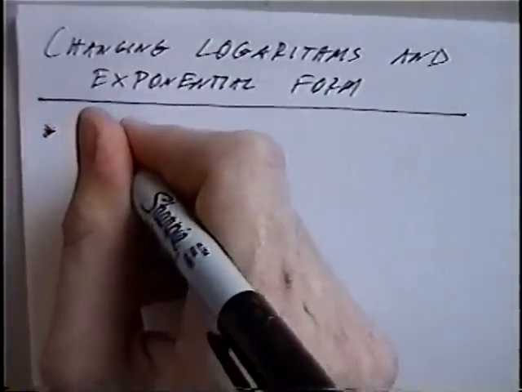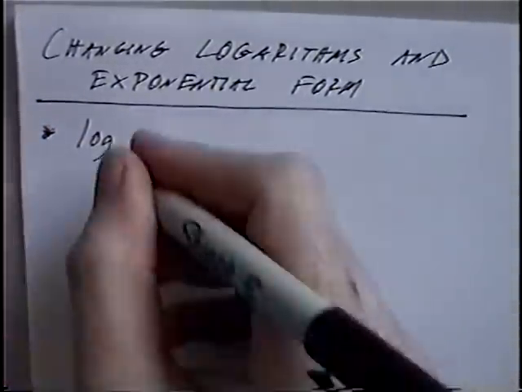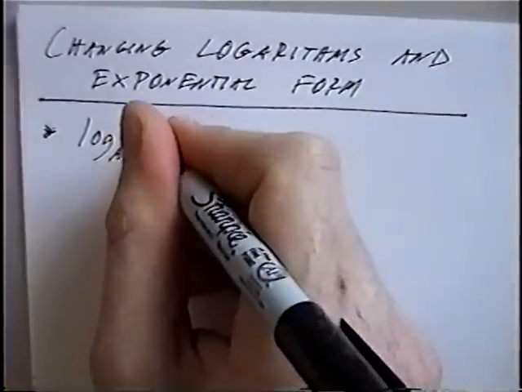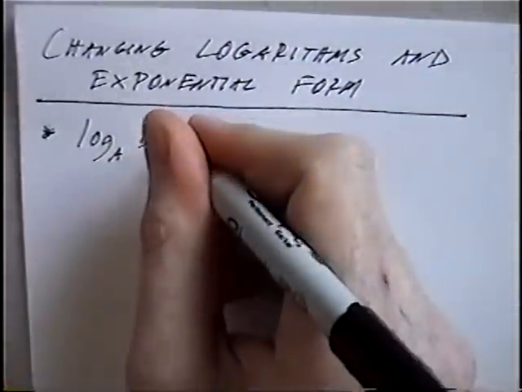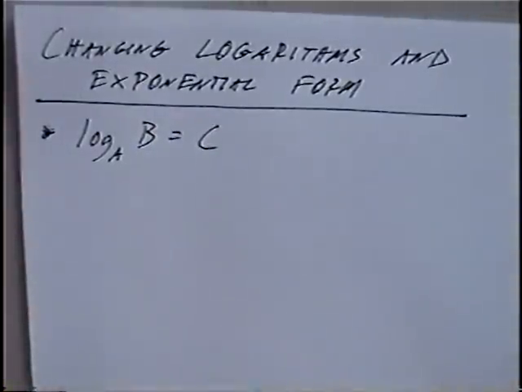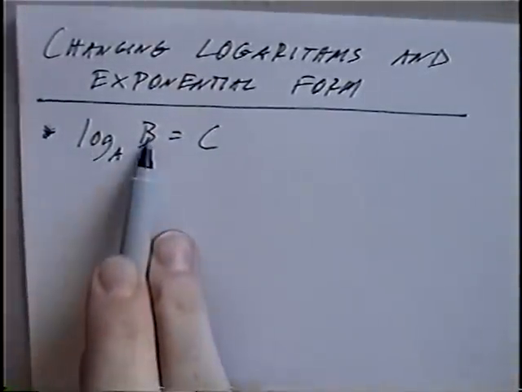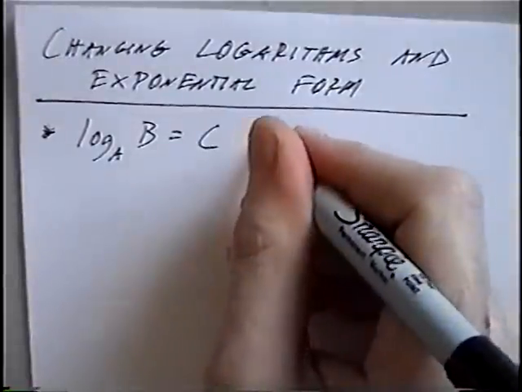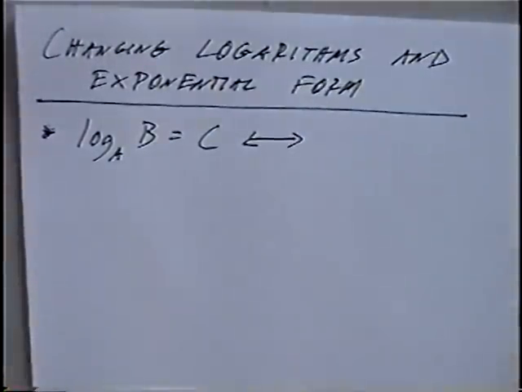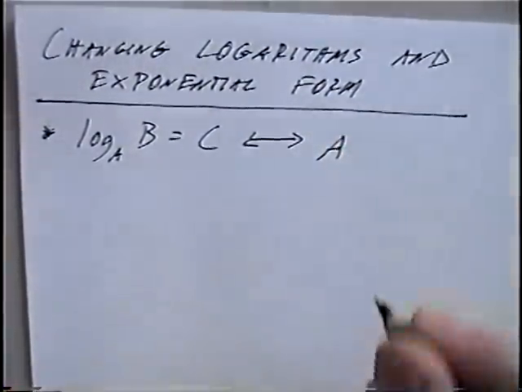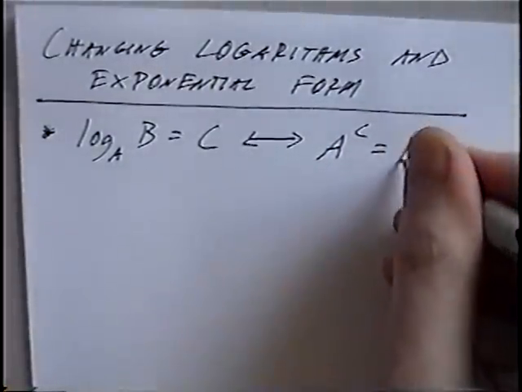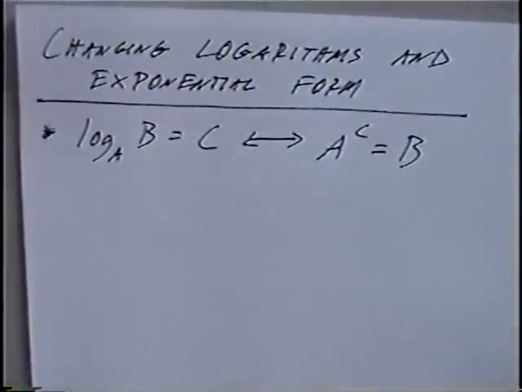is log, which stands for logarithm. We'll have a small a, kind of like a subscript after log. We'll have a big B, which would be the base, and equals C. If you read this out loud, this would be log B, base A, equals C. And we're going to change that to exponential form. A is going to be the base, C will be the exponent, and it'll be equal to B.